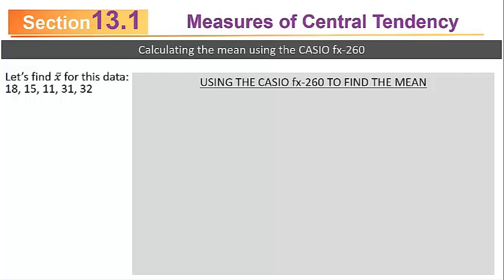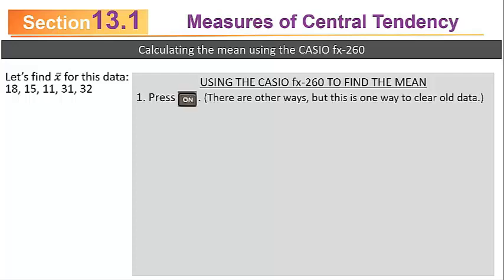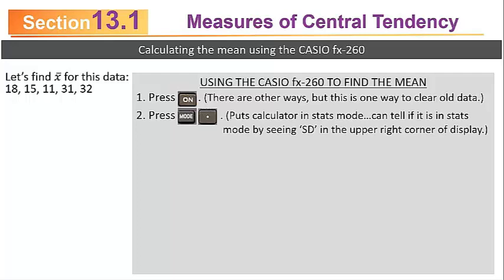Suppose I want to find X bar for the data set 18, 15, 11, 31, 32. What do I do? Step 1, press on. That wakes the calculator up and clears out any old data that might be in there. Then you press mode period. That puts the calculator in stats mode. Always look in the upper right hand corner and make sure that SD popped in there. If it didn't, you're not in stats mode.